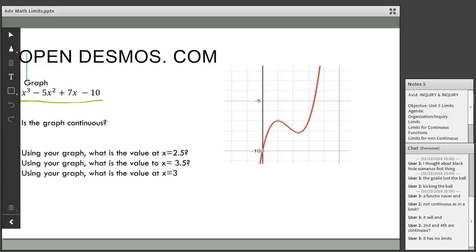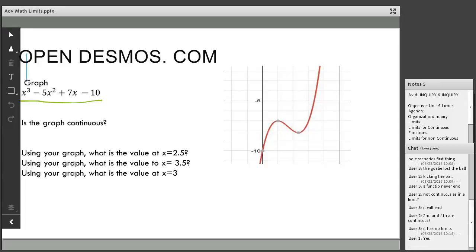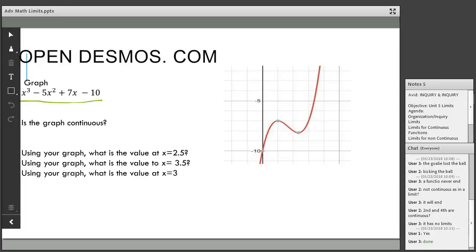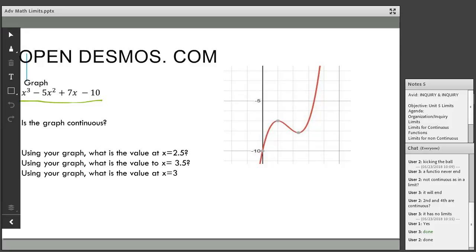Did everybody get it? You might need to zoom in to see this. Give me some kind of signal if you've got your graph up on Desmos. All right. Yes, John does. Lonnie does. Okay.